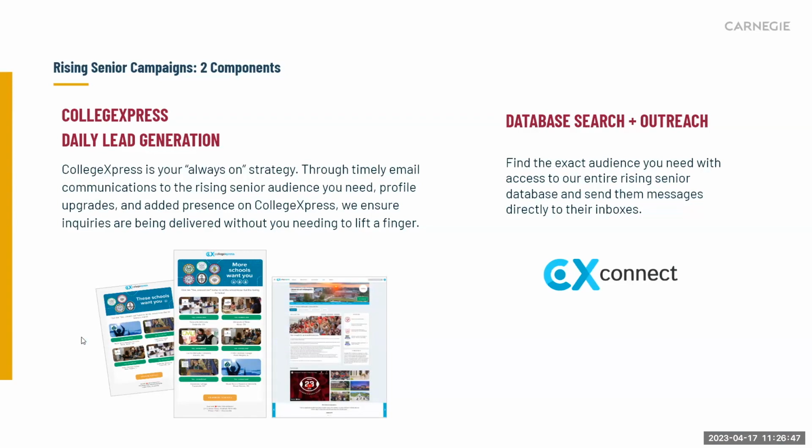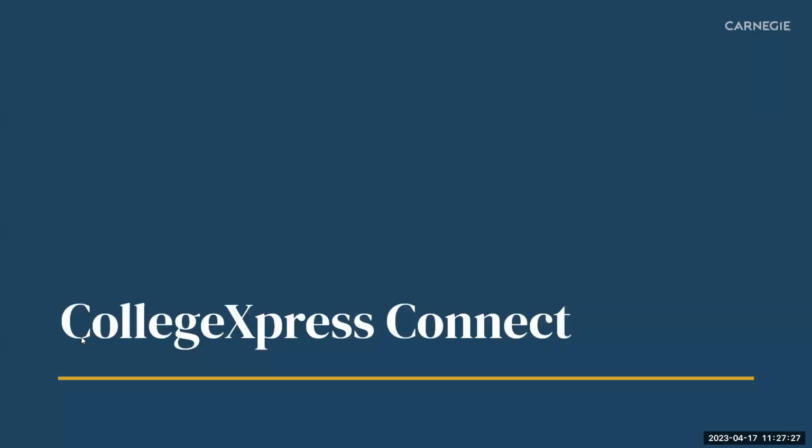The other side of this product is going to be our database search and outreach tool, which is called CollegeXpress Connect. This is where you can find the exact audience you need with access to our entire Rising Senior database and send them messages directly into their inboxes. So this is where you can have a little bit more control over who you want to target, the messaging that you put in front of them. And really, you just have complete access to our entire database of rising seniors. So between these two components, they create a very comprehensive strategy. And I'll be jumping into the database search and outreach tool next.